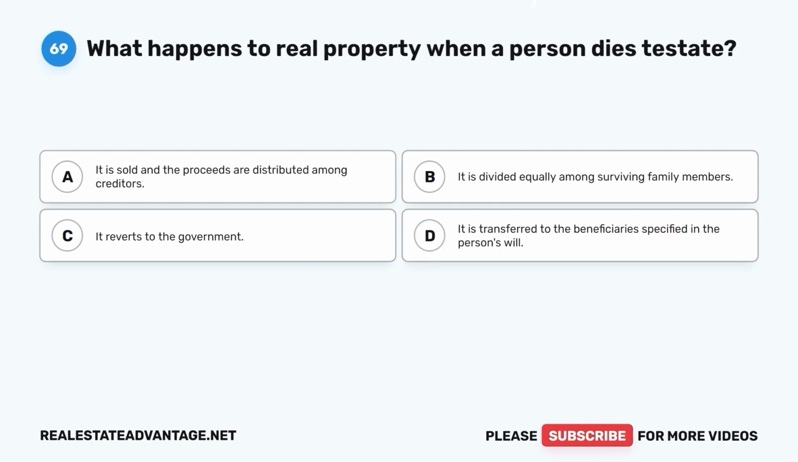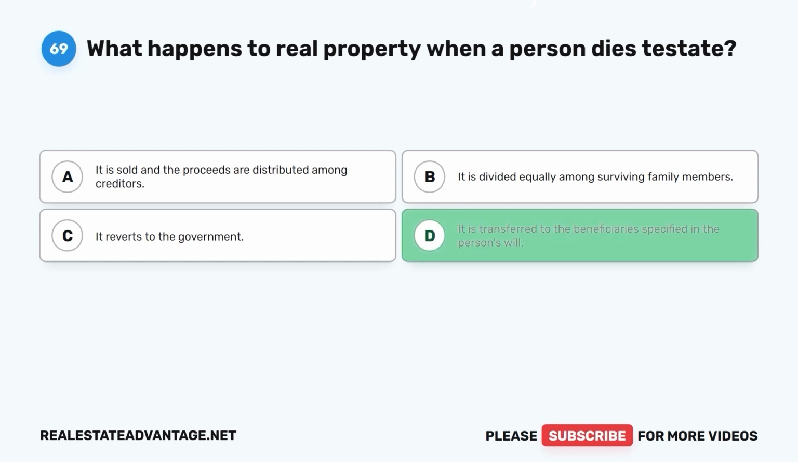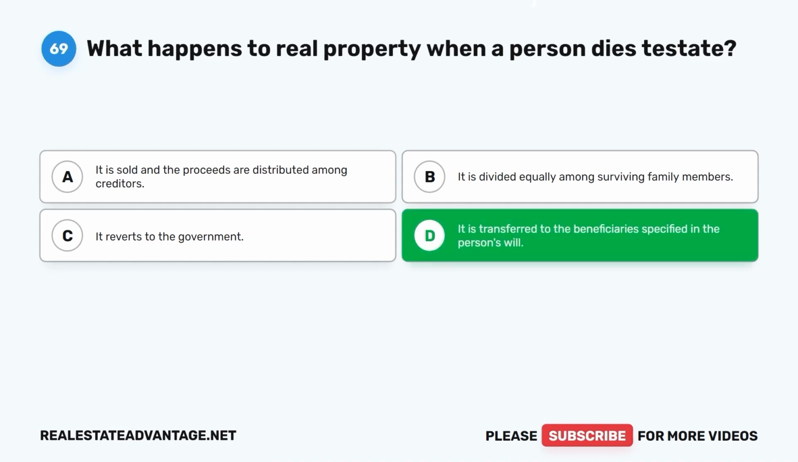Question 69. What happens to real property when a person dies testate? A. It is sold and the proceeds are distributed among creditors. B. It is divided equally among surviving family members. C. It reverts to the government. D. It is transferred to the beneficiaries specified in the person's will. The correct answer is D. It is transferred to the beneficiaries specified in the person's will.